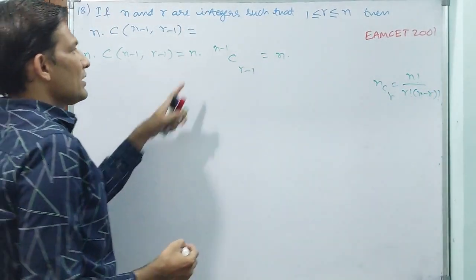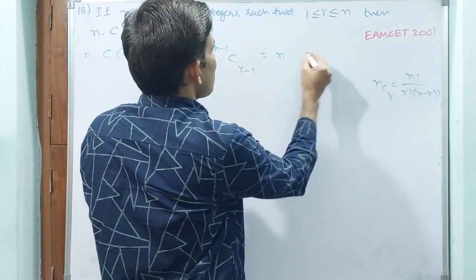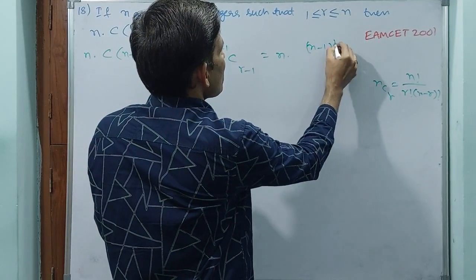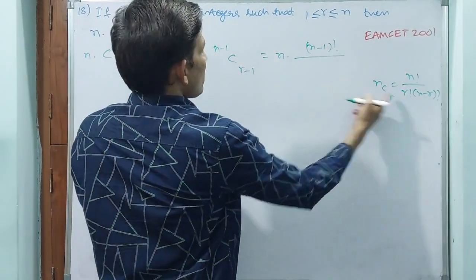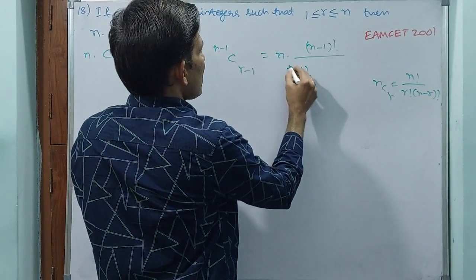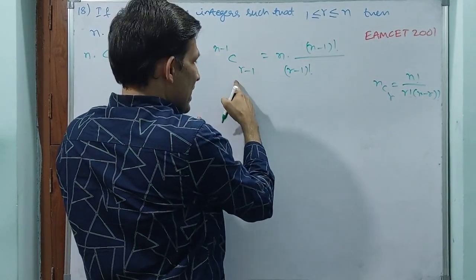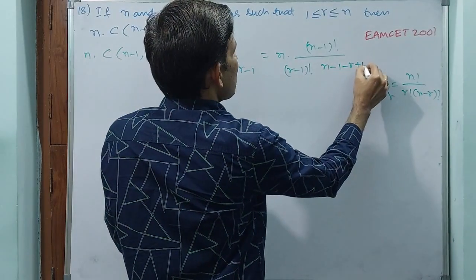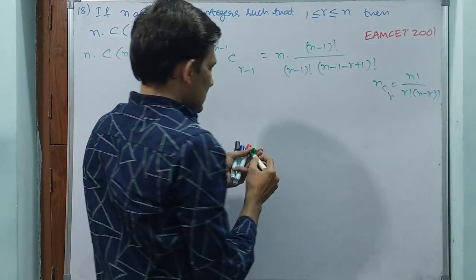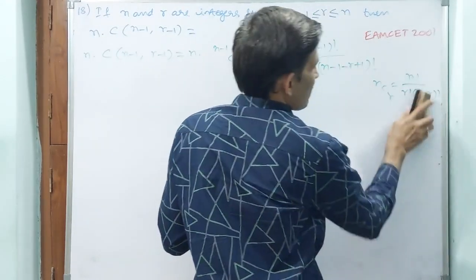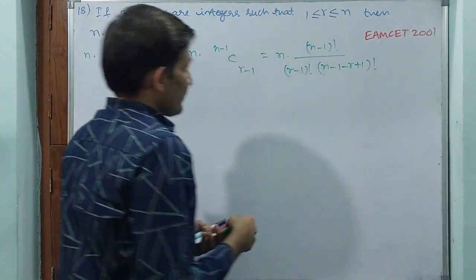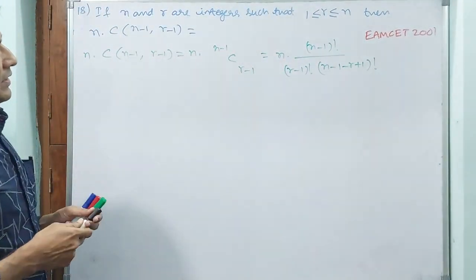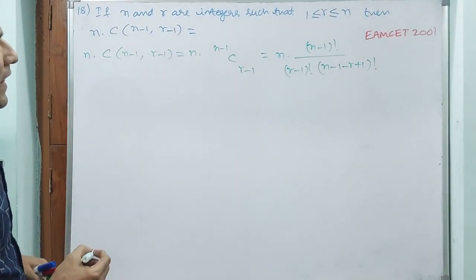Here also you see, n factorial means n into (n minus 1) factorial, divided by r factorial, which is r into (r minus 1) factorial, and then (n minus r) factorial, which is (n minus 1 minus r plus 1) factorial. This I am removing. This is the formula. Now come back again.